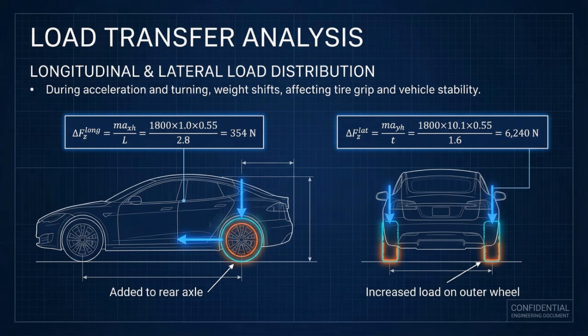Next, lateral load transfer happens during cornering. It is calculated as delta Fz lateral equals mass times lateral acceleration times CG height divided by track width. This evaluates to 6,240 newtons, shifting load from the inner wheels to the outer wheels. Together, these transfers do not change total weight, but they redistribute normal force across the tires, directly affecting how much grip each tire can generate during combined acceleration and turning.